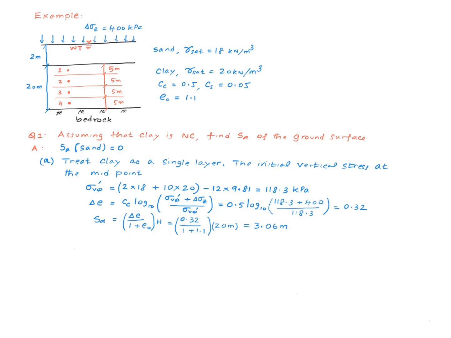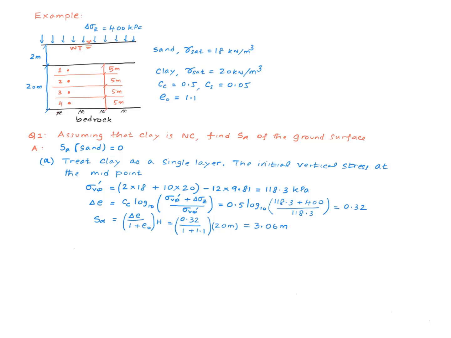And let's do this in two different ways. Let's first assume that the whole clay layer can be treated as a single layer. In other words, we're going to take the midpoint of that layer, calculate the vertical stress at that point, and assume that vertical stress represents the entire layer. We are interested in the effective vertical stress at the midpoint, right? So what we do, well, we calculate the total vertical stress and then subtract the pore water pressure from that in order to get the initial vertical effective stress at the midpoint.